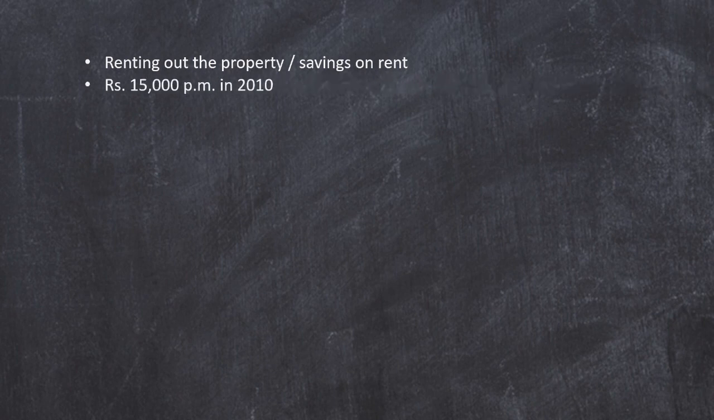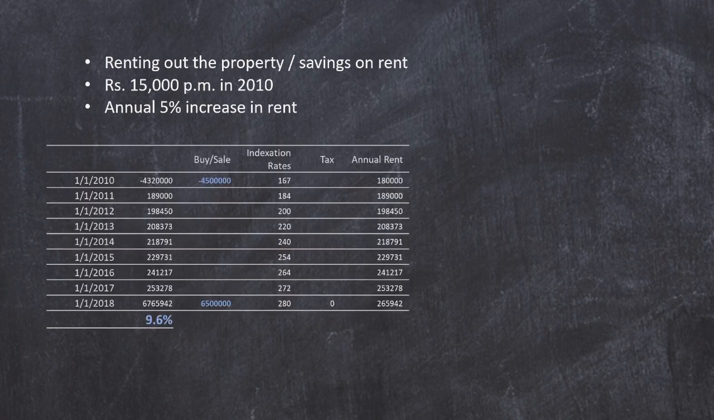Now, you might have rented out the property, or by living in the house, you are saving rent which you would have paid elsewhere. Imagine you are getting a rent of 15,000 in 2010 and it increased 5% every year. With this additional information, the XIRR becomes 9.6%.